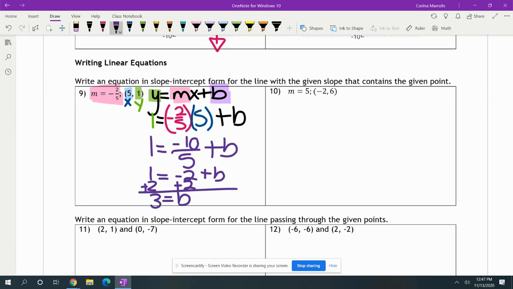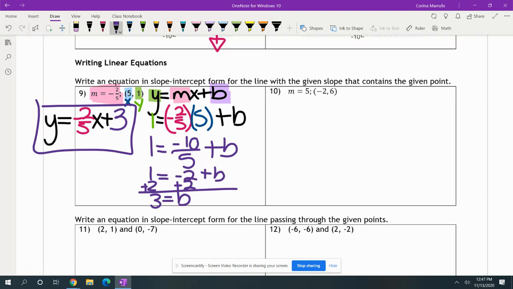So now that we know what b is, we can go ahead and write the equation of our line. Our equation is y equals, remember how I said we do need to plug in the m and the b. So it'll be y equals negative 2/5 x plus, and our b is 3. And that would be our equation of our line. All right, so let's go ahead and try the next one.